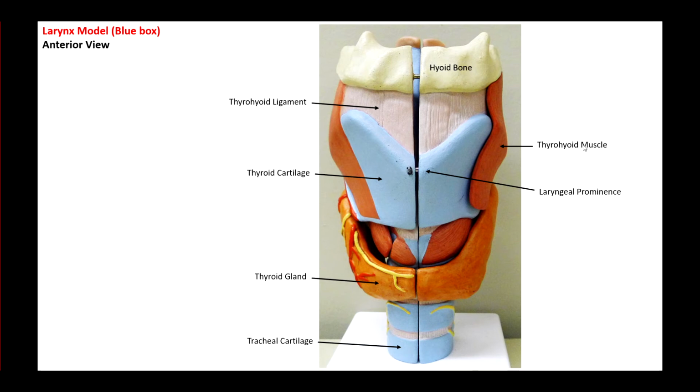Hey, you don't have to know this muscle over here, the thyrohyoid muscle. Don't worry about that. But here's your thyroid cartilage, right, forming the front and side walls of the larynx. The prominence in the front would be the Adam's apple. That is your laryngeal prominence, right? And here's a picture of the thyroid gland itself. And then this would be the actual tracheal cartilage here, the rings of the trachea.